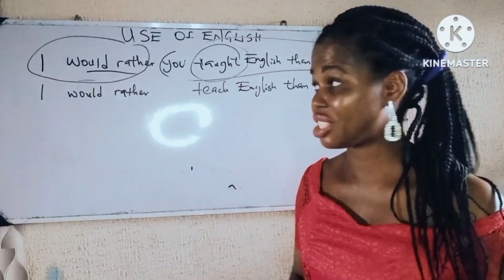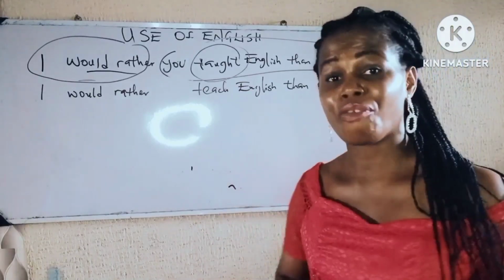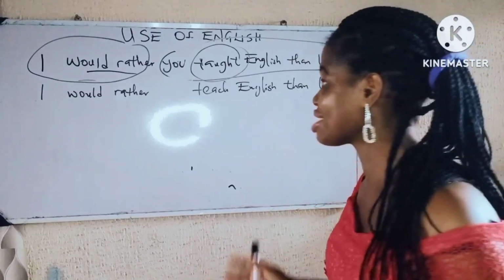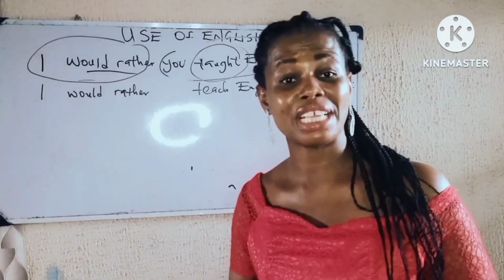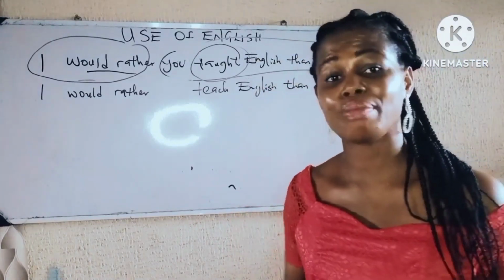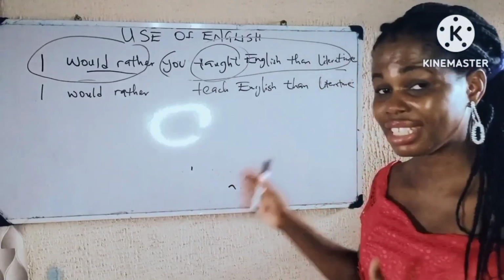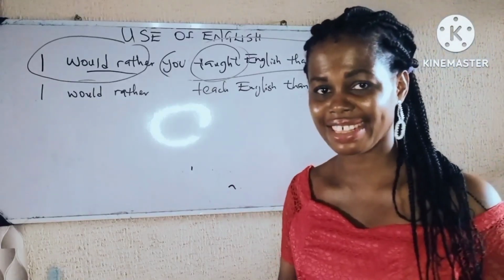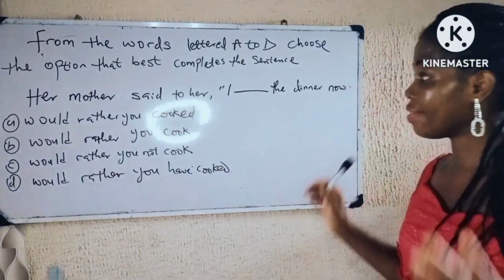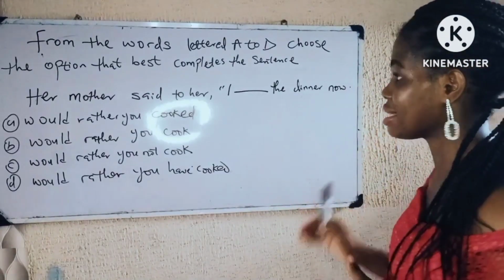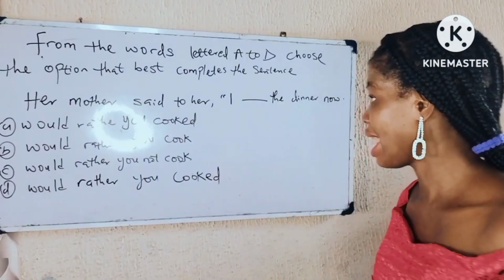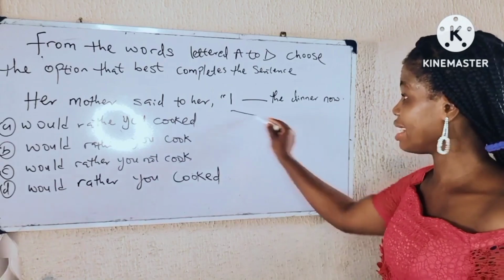Now let's answer a question on this expression from JAMB past questions. Like I said at the beginning, I see a lot of questions on the use of would rather in JAMB and WAEC past questions. From the words lettered A to D, choose the option that best completes the sentence. Her mother said to her, I'd rather you dash the dinner now.